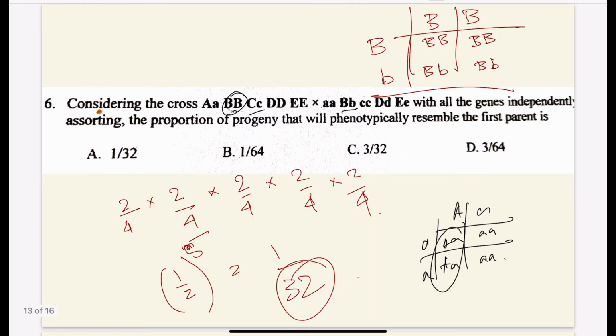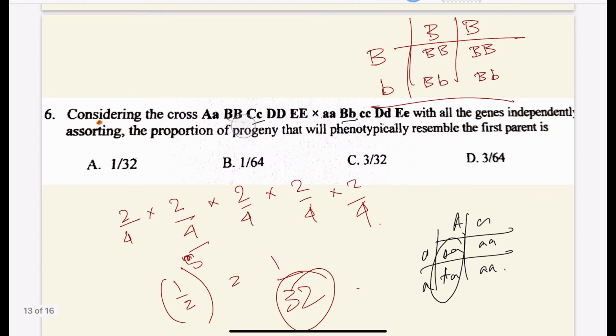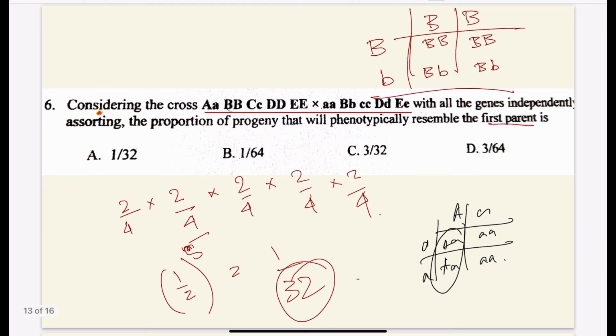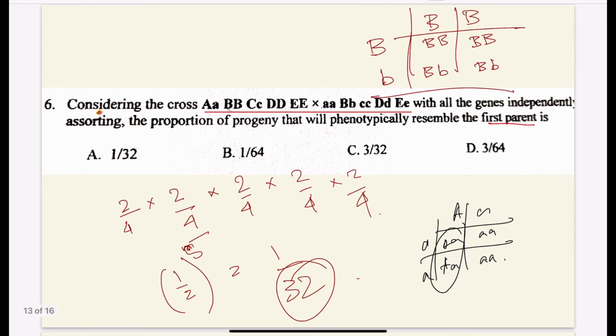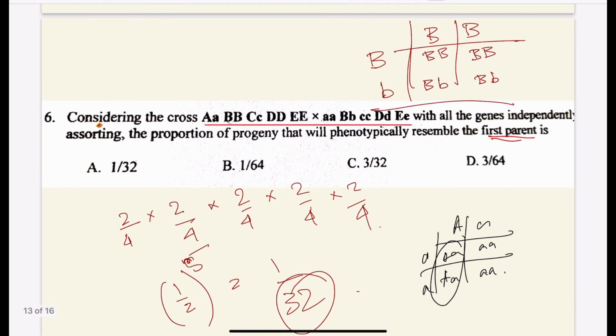The next question. Considering the cross capital A small a, capital B, capital C small c, here we'll see the entire thing as the cross written for 5 genes with all the genes independently sorting. The proportion of progeny will phenotypically resemble the first parent. Okay, so they are saying these are the 2 crosses with the genotype given. Now the phenotype of the progeny will be similar to the first parent. So we will see what is the proportion.